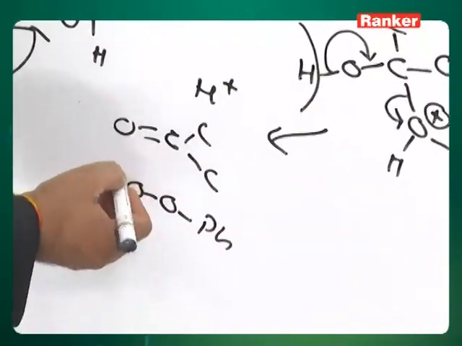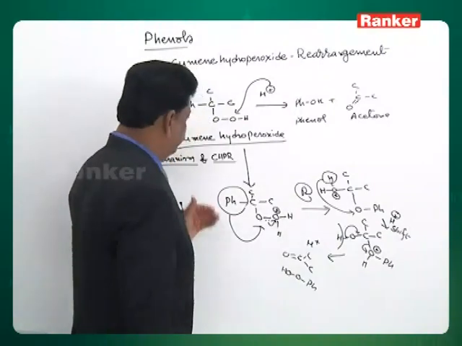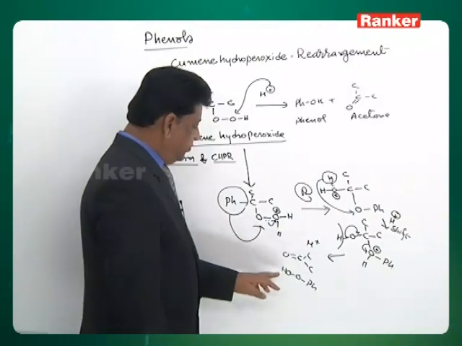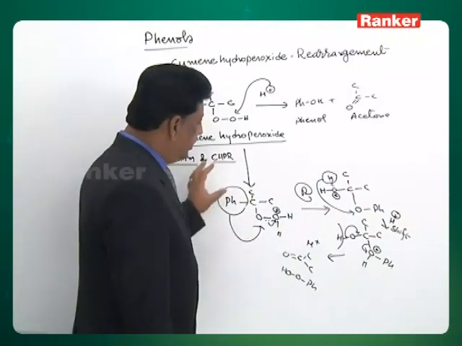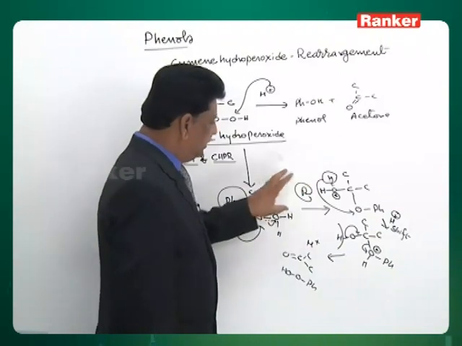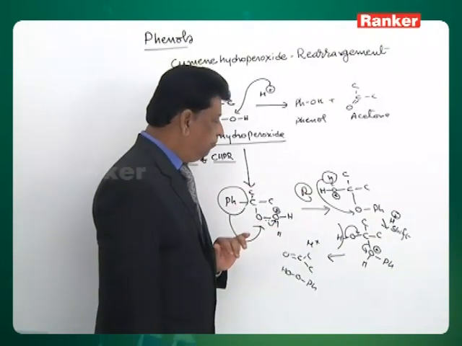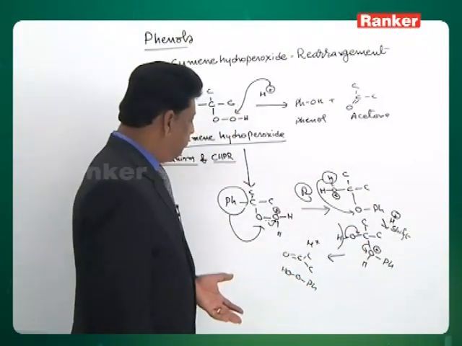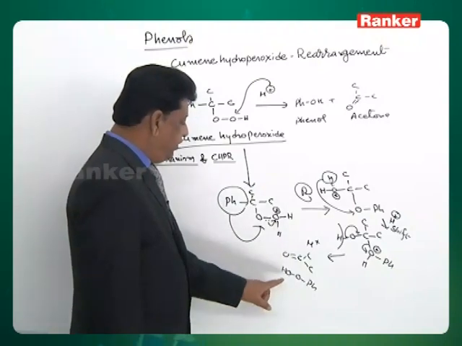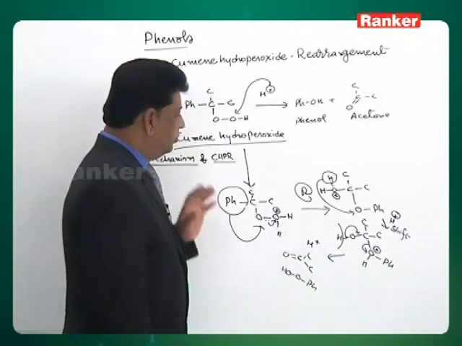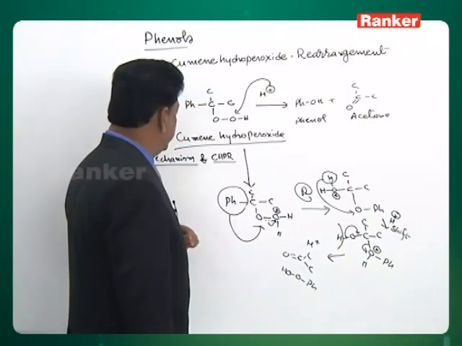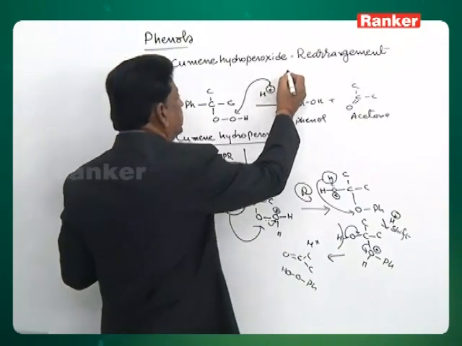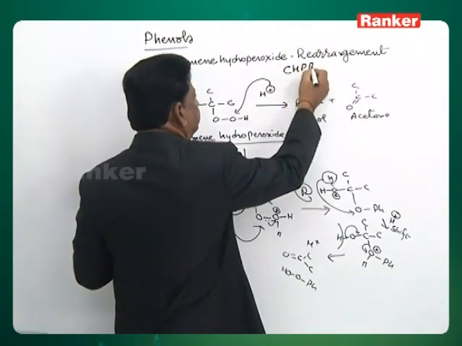So this type of conversion of cumene hydroperoxide into phenol and acetone involves a step where the exact rearrangement is involved, but all this shuffling of protons and all that also comes under the rearrangement only. So, finally, giving phenol and acetone is one of the good rearrangements known as the cumene hydroperoxide rearrangement, or commonly known as CHPR also.